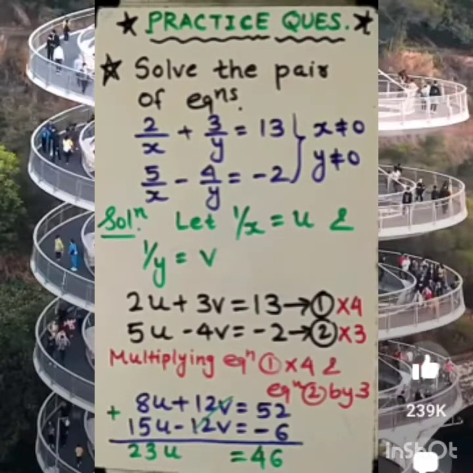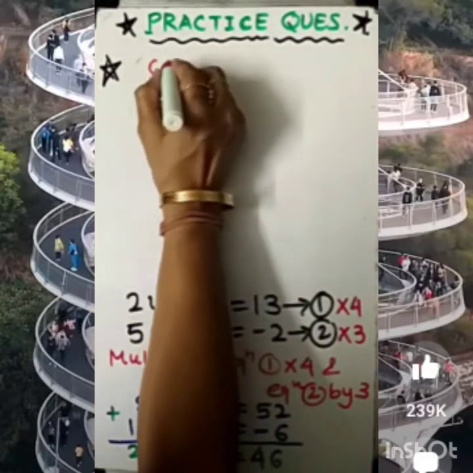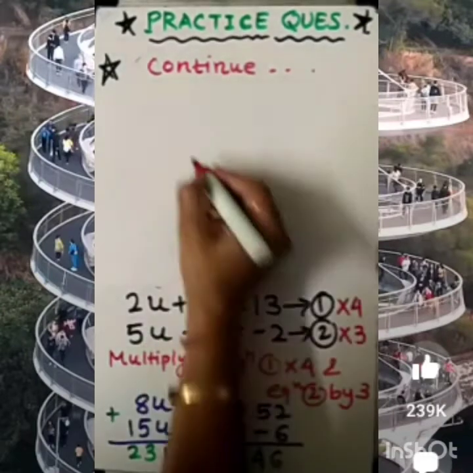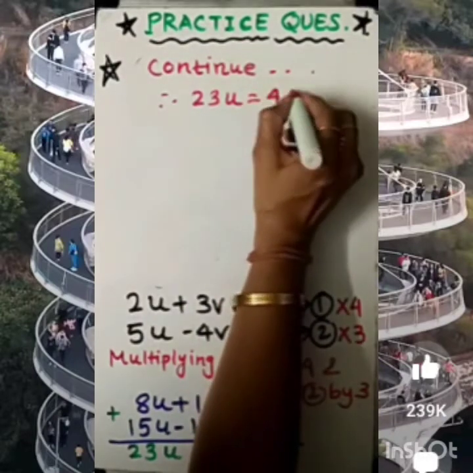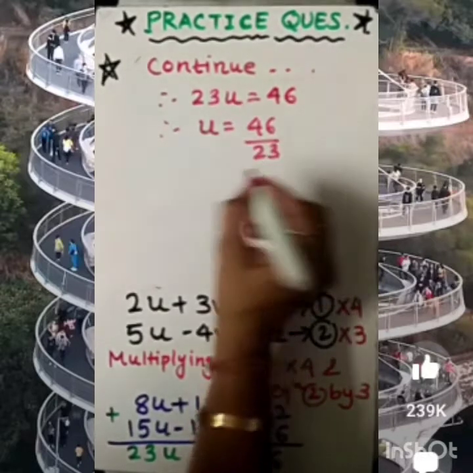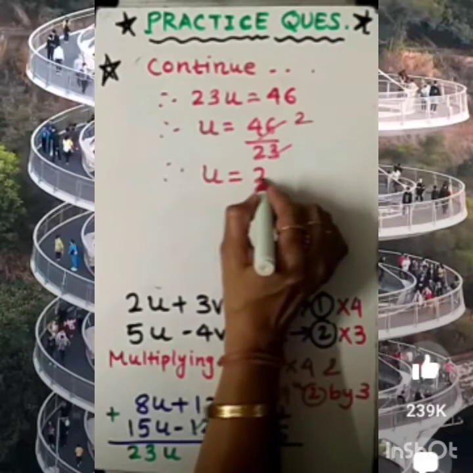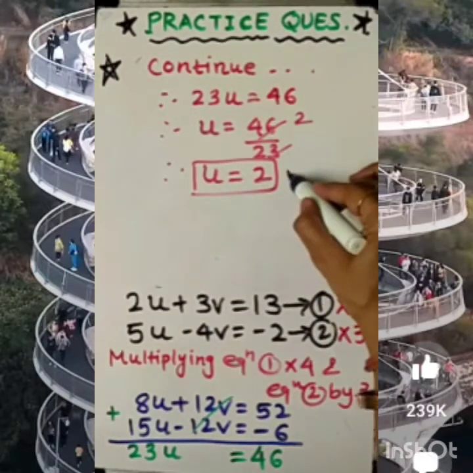What will be the next step? So my dear student, the question is in continuation. We have seen here 23u equal to 46. Therefore, u equal to 46 divided by 23. The value of u, 23 times 2 is 46, so the value of u we are getting is 2. So one of the variables which we have assumed, its value is 2.